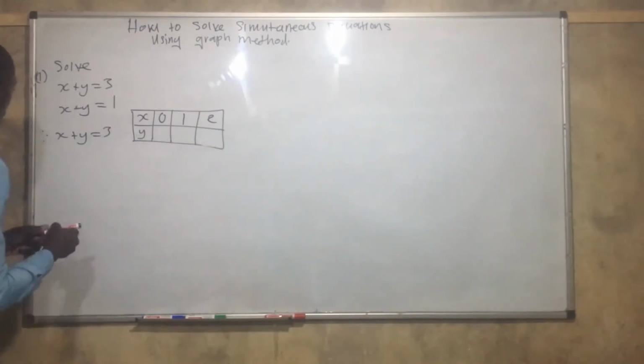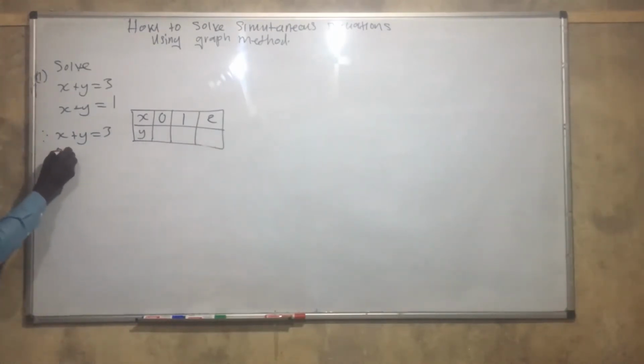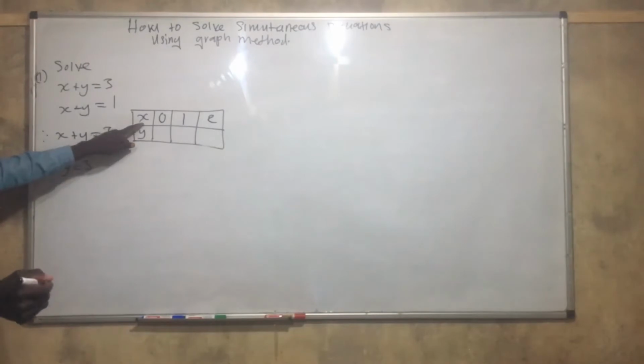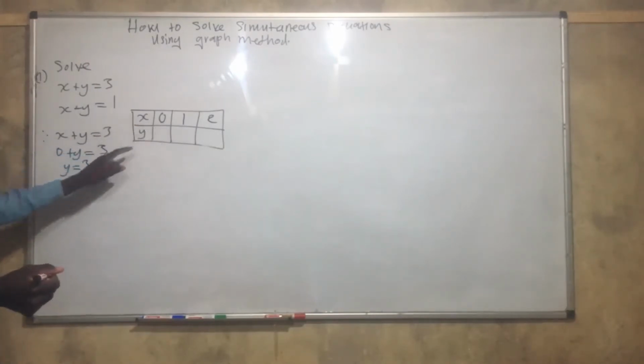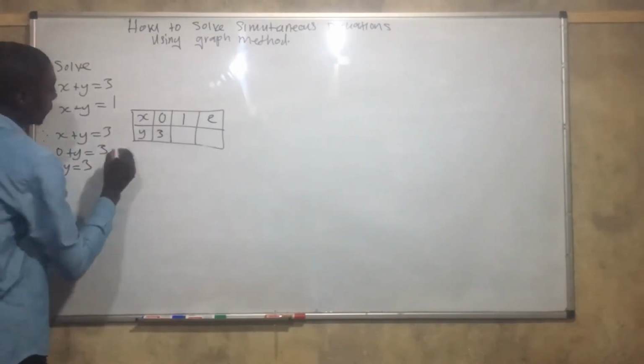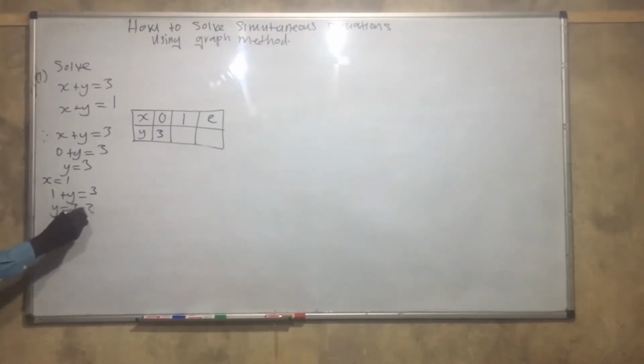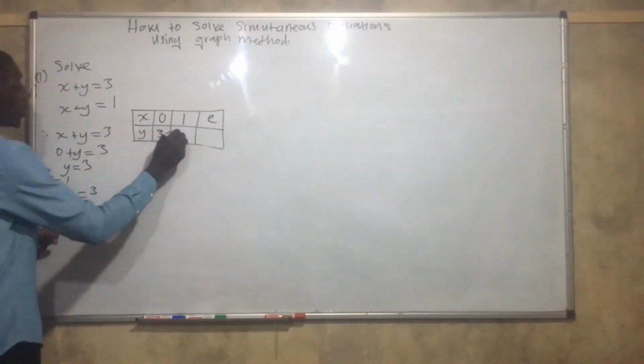So we calculate for the first one, which is 0 plus y is equal to 3. Then y is equal to 3. So if x is equal to 0, then y is positive 3. We go to x is equal to 1. So we replace, and it will be 1 plus y is equal to 3. Then we calculate for y, so y is equal to 3 minus 1, y will be equal to 2.